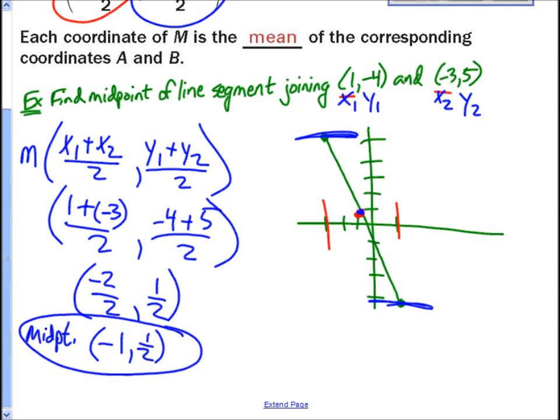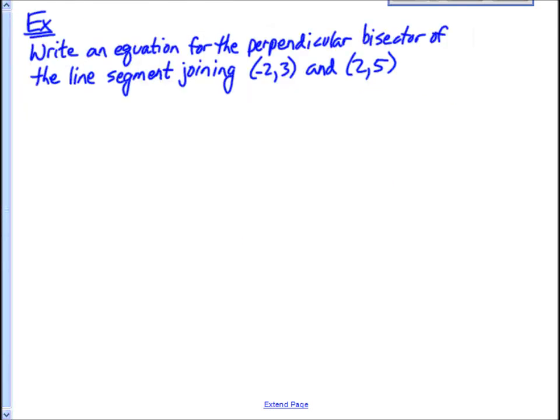Okay, so you can see it on the graph. It looks like we drew it okay. That point right there is at -1, 1/2 exactly. That is the exact midpoint. Okay, killed that one, but anyways.